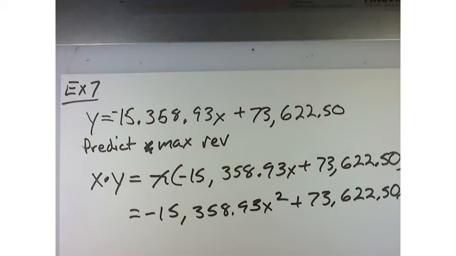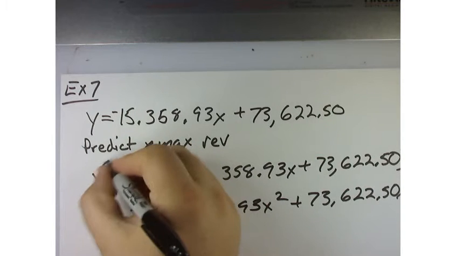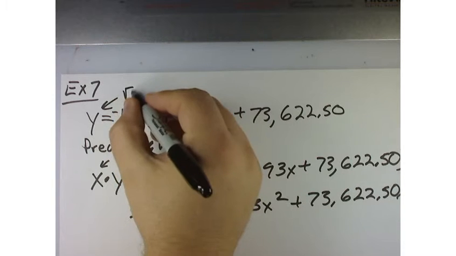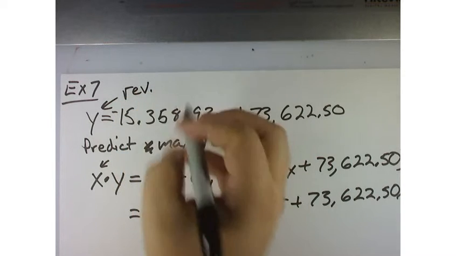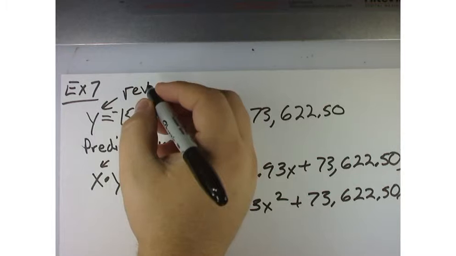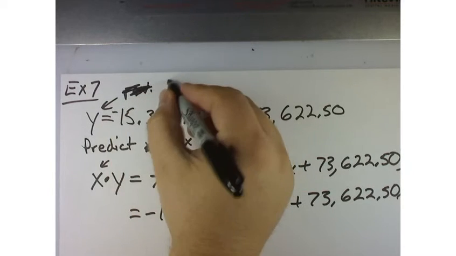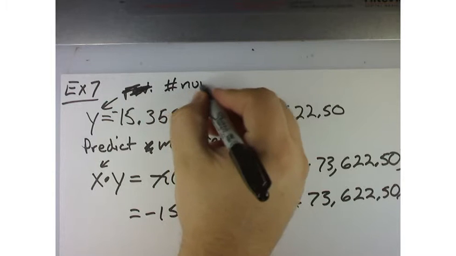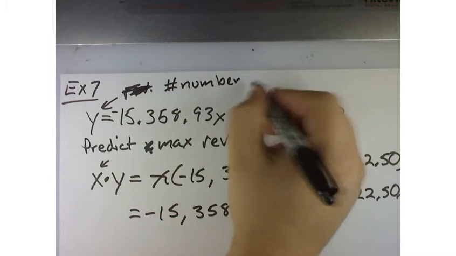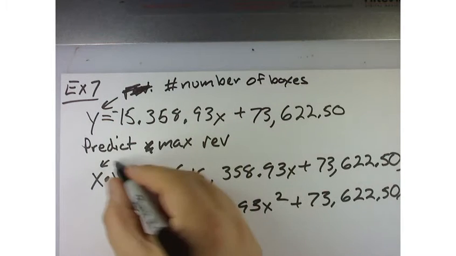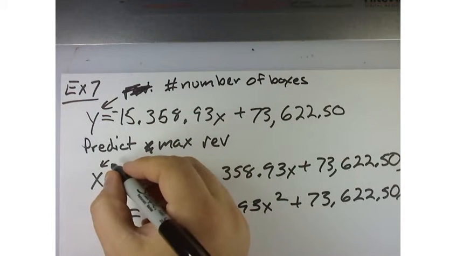And what does that represent? Well, we said that the revenue can be found by multiplying the price per box by the number of boxes sold. So this y represents the number of boxes sold, and x represented the price per box.